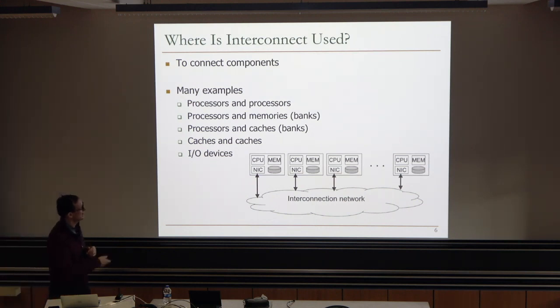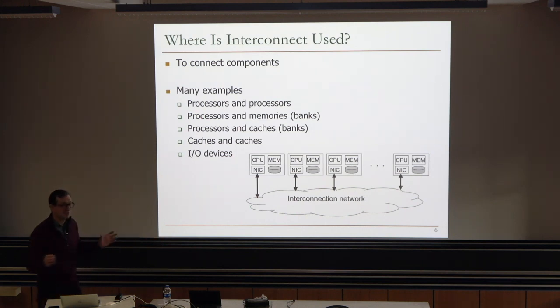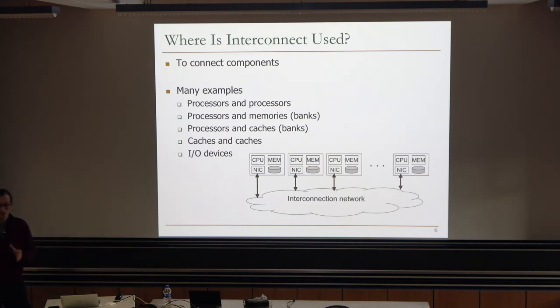caches, and I/O devices. So basically interconnects are everywhere, and you can imagine that there are many, many forms and shapes. And we have seen in the memory lectures a lot of interconnect actually, even though we didn't go into a lot of the detailed treatment of interconnects, it was always there, right?